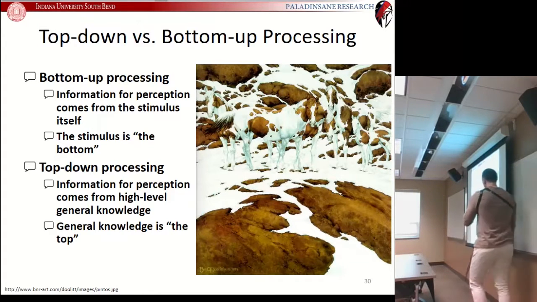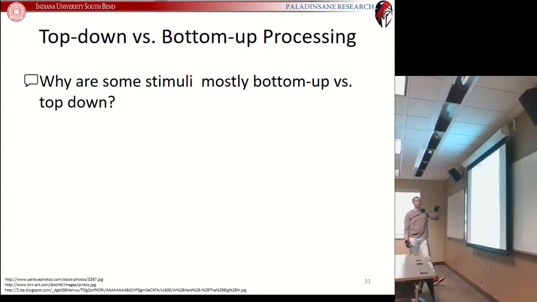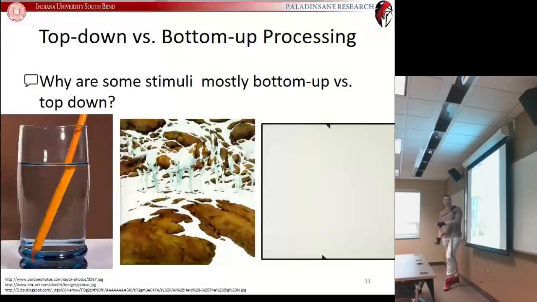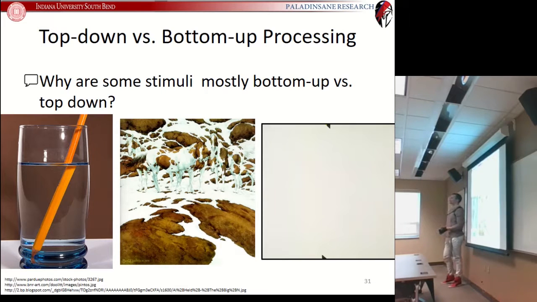So the question we're going to ask right now is, why are some stimuli mostly bottom up? Why are some stimuli mostly top down? And why are some sort of in between? So what are your ideas about things that these images differ on? That would make this one here mostly bottom up. It would make this one here almost exclusively top down. But this one here really needs an interplay between the 2 in order to be perceived.